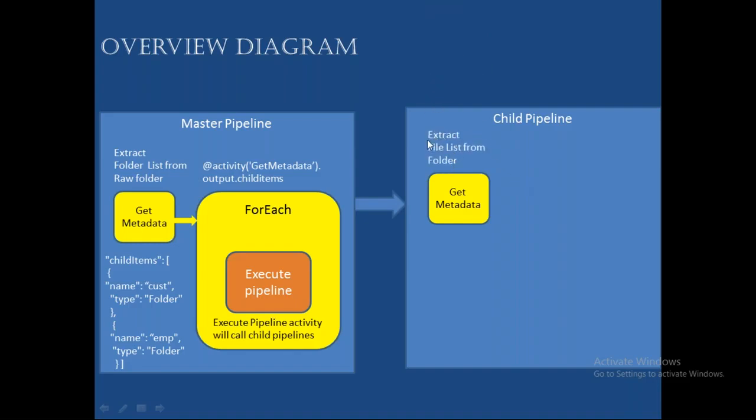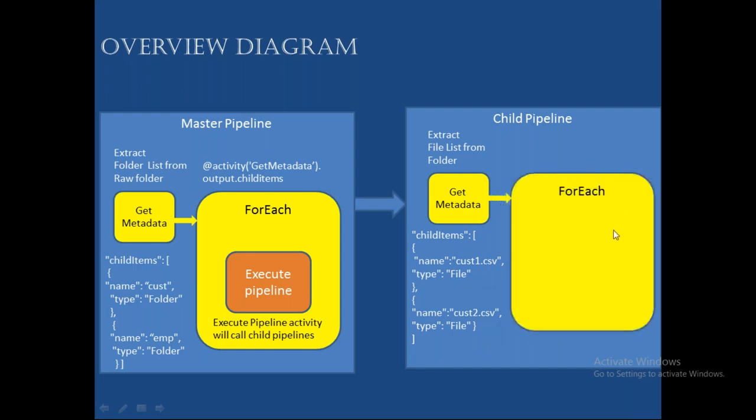It will extract the file list from the folder. What folder have you passed? The cust folder. Inside the cust folder, let's imagine we have 3 files. Now if I enable get metadata child items, it is going to give me all the files information: cust1.csv, cust2.csv, cust3.csv. Like that, it is going to give 3 items. After this get metadata, I can use the ForEach. When I am passing to this ForEach, this time I will use something like activity.getMetadata.output.childItems. So child items this time means the files cust1.csv, cust2.csv will be given to the ForEach.